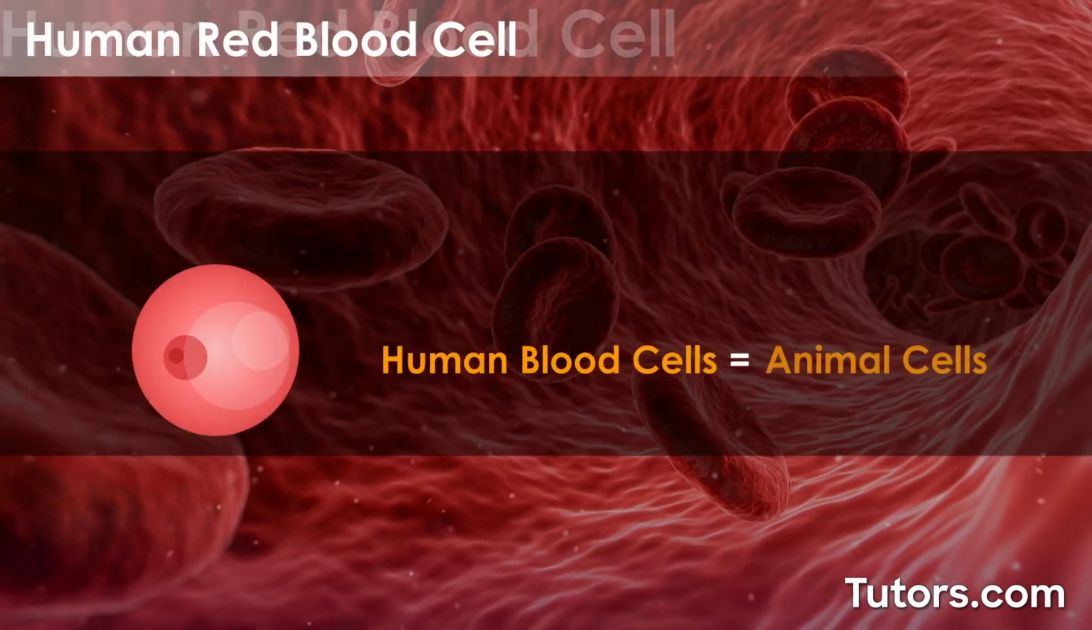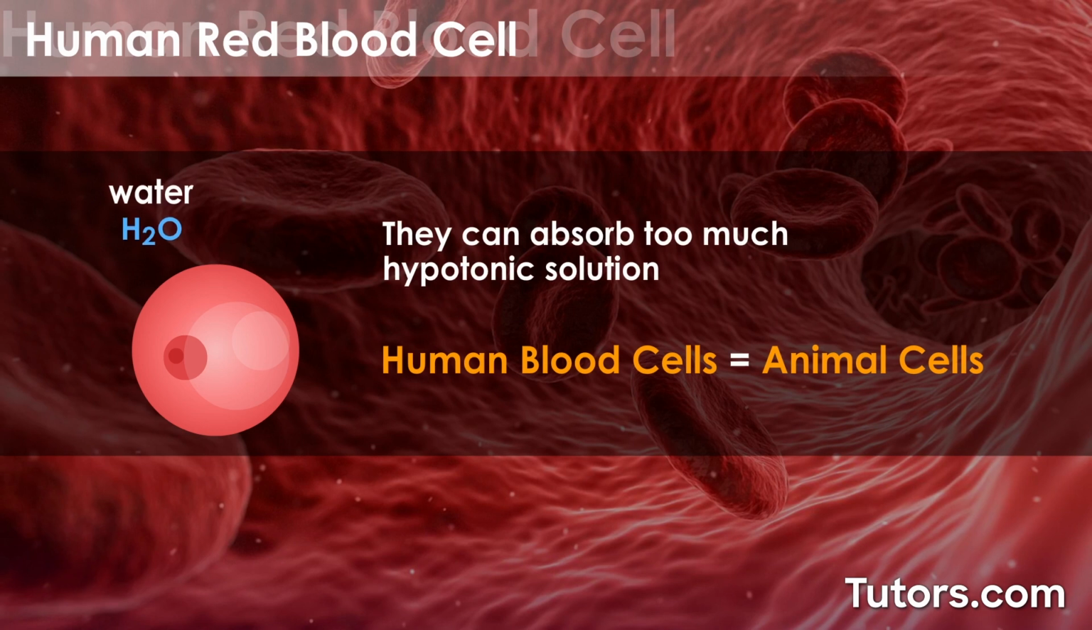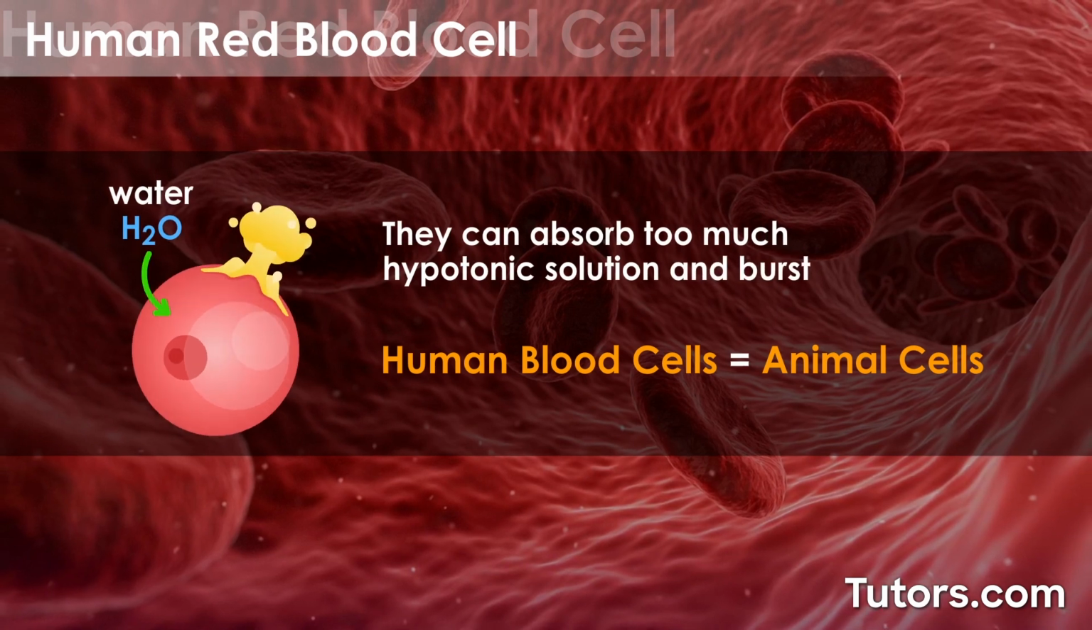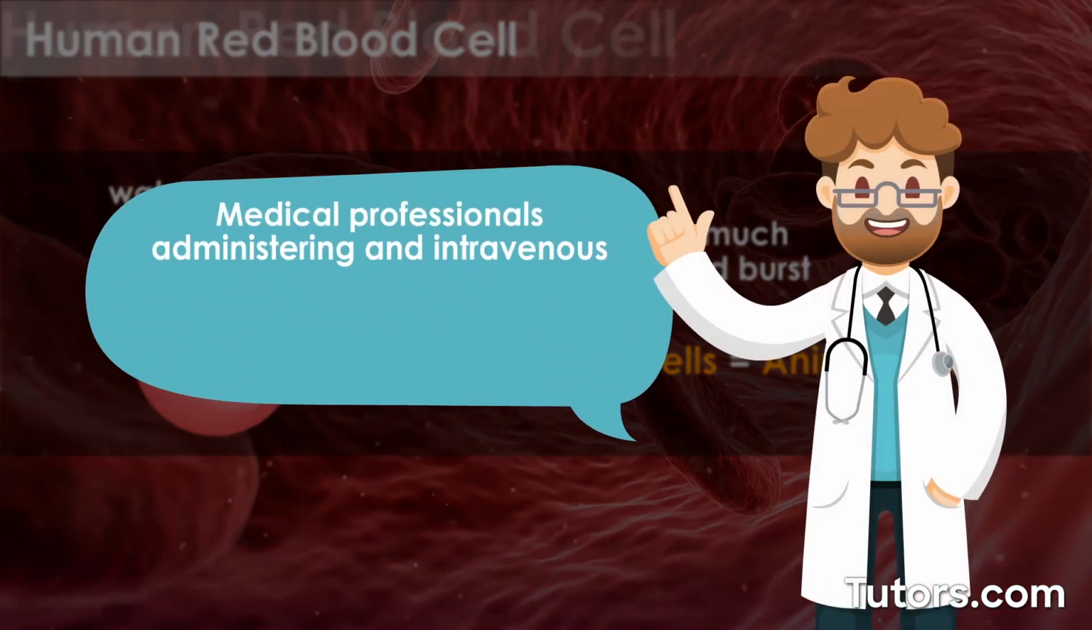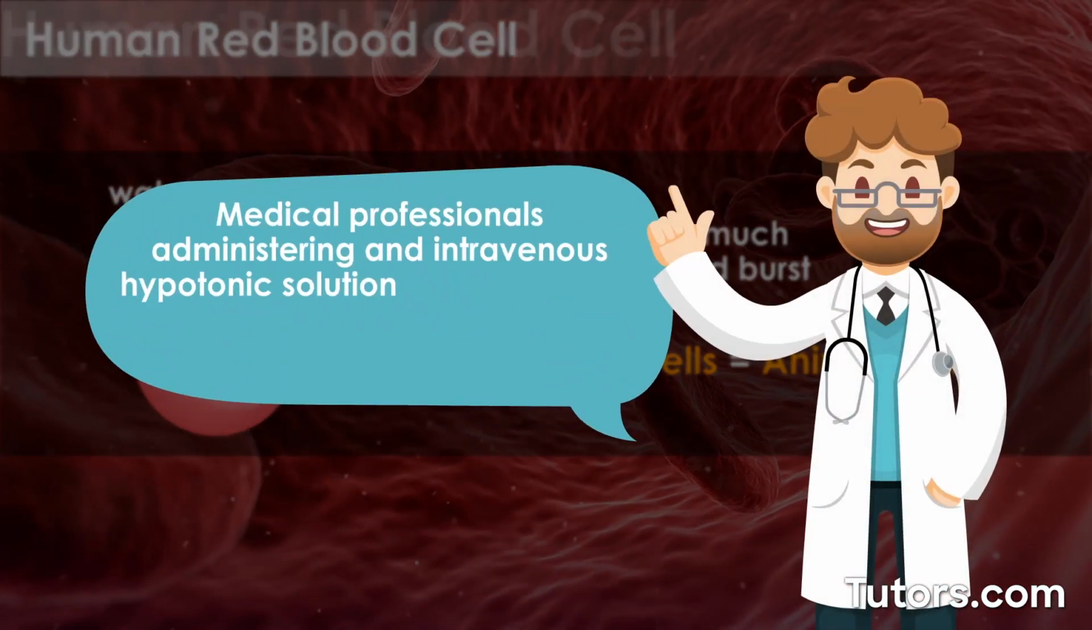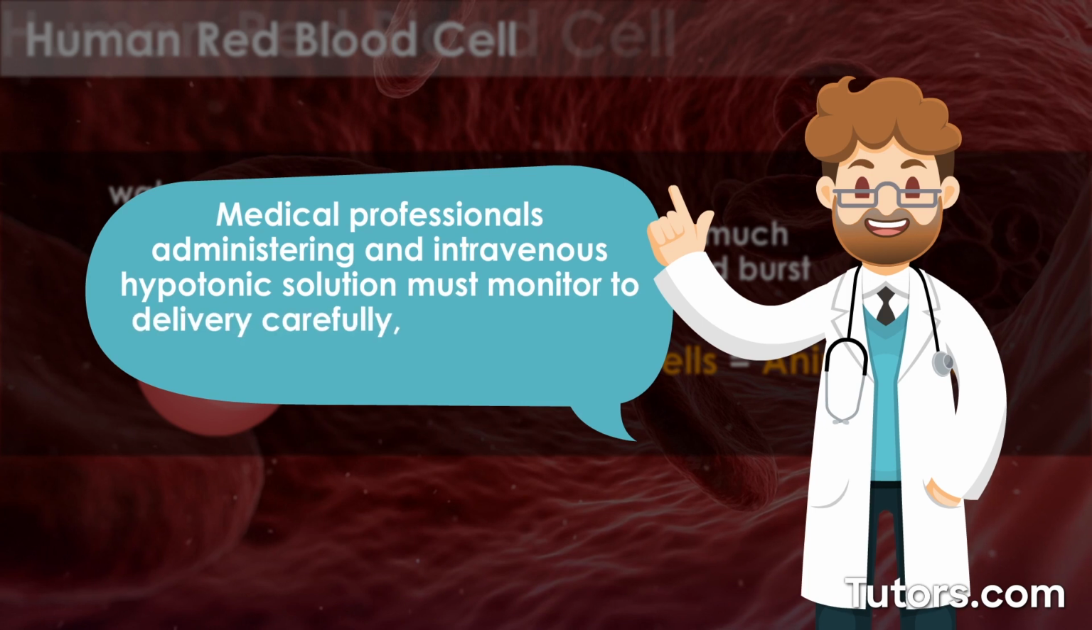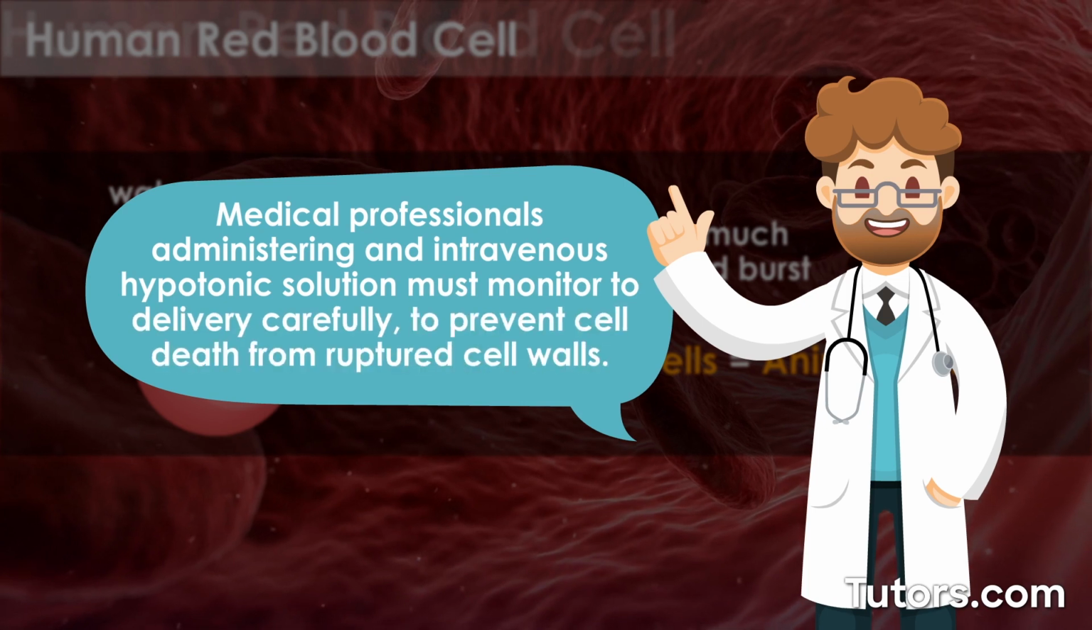A human red blood cell in hypotonic solution. Human blood cells are animal cells, so they can absorb too much and burst. Because human blood cells can burst from absorbing too much, medical professionals administering an intravenous hypotonic solution must monitor the delivery carefully to prevent cell death from ruptured cell walls.